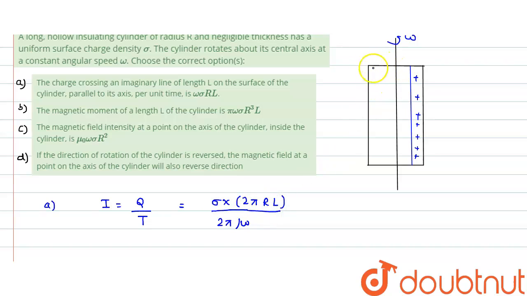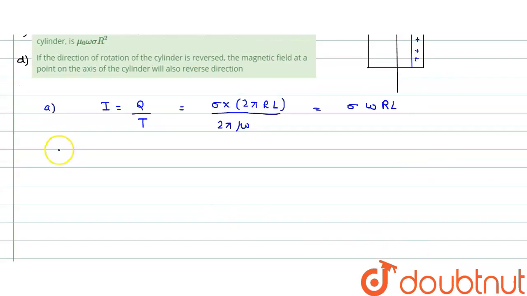So basically we have drawn the side view of the cylinder. Here it would be just circular. Now if we see this, 2 pi would be cancelled, and it would turn out to be sigma into omega R into L. So this is the value of the charge per unit time, and this option is the correct option. Now the magnetic moment is given as pi omega sigma R cube into L. We can just find the value of the magnetic moment.